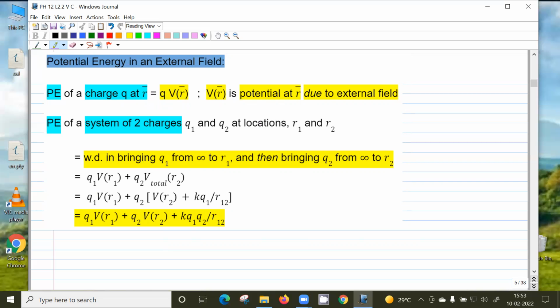Because the definition of the potential at a point is the work done in bringing a unit positive charge from infinity to that point. That is the definition of potential.